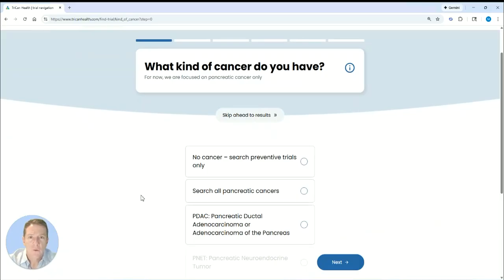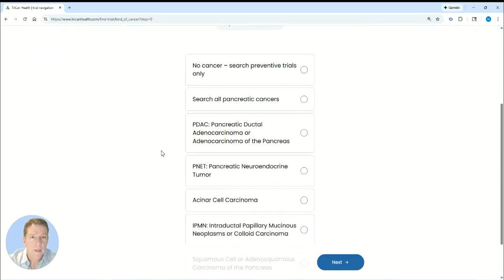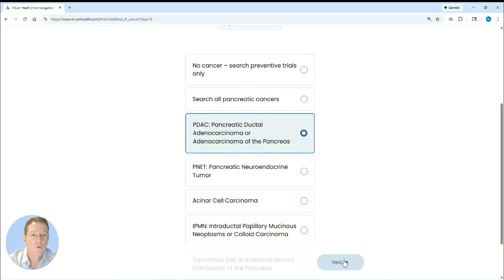What you'll see is the first question of what kind of cancer that you have. We're focused specifically on pancreatic cancer in the United States right now. And if you have been diagnosed with cancer, or if you're interested in looking for preventive trials specifically, you can enter those options here. So here we'll assume pancreatic ductal adenocarcinoma, or what's commonly referred to as PDAC.